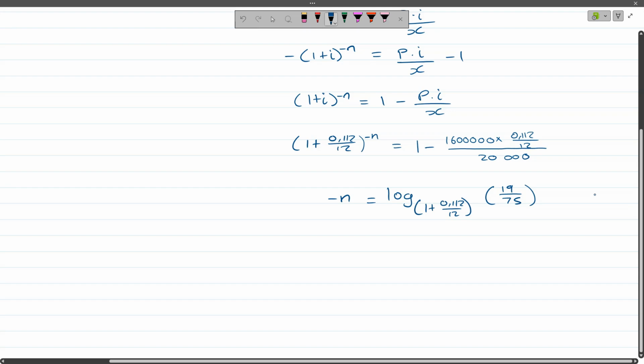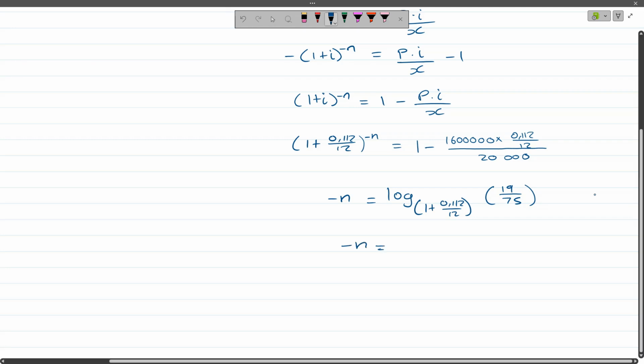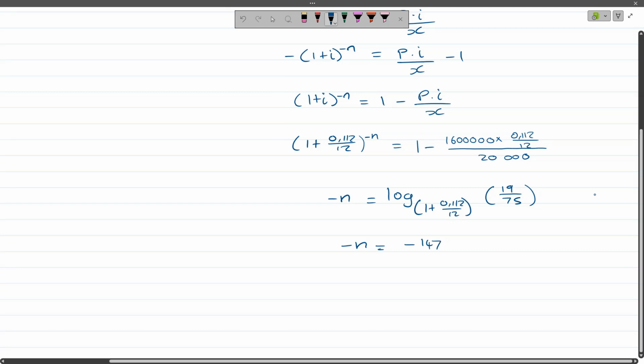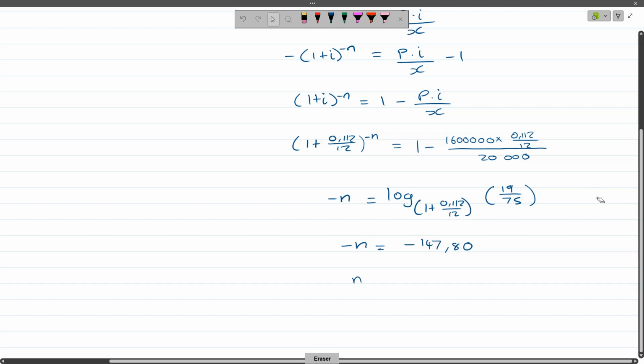And then we say that minus n will be equal to, if you take the log of this, a value of minus 147.80. That means you would be able to make 147 withdrawals of 20,000. So rather, Tino would be able to make 147 withdrawals.